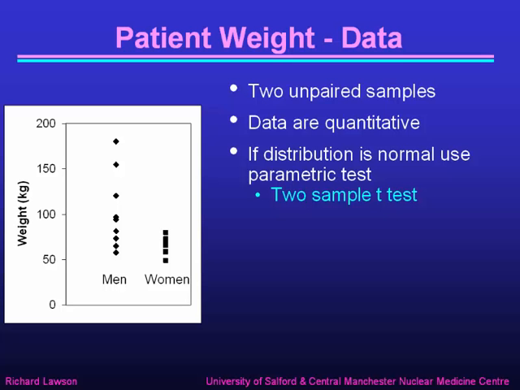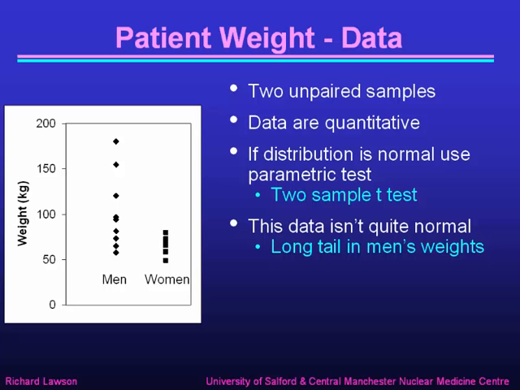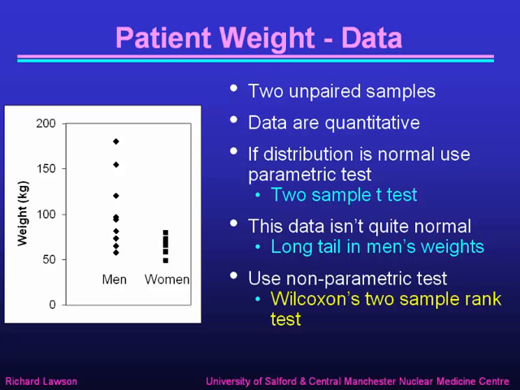Well, I think possibly there is a long tail to the high weight end, particularly for the men, so maybe we aren't justified in assuming it's normal. Certainly, for the sake of argument in this particular example, I want to assume that it's not normal, so that we're going to be forced to use the non-parametric test. Otherwise, there's no point in showing this illustration. So we're going to use the non-parametric test, which is Wilcoxon's two-sample rank test.